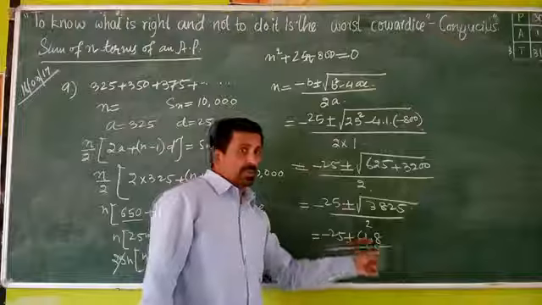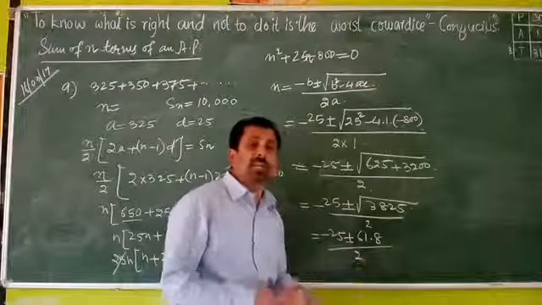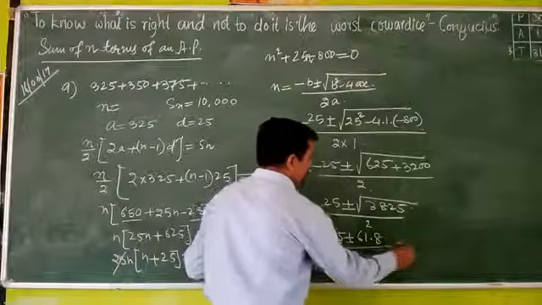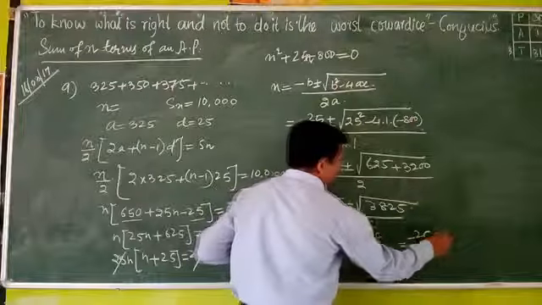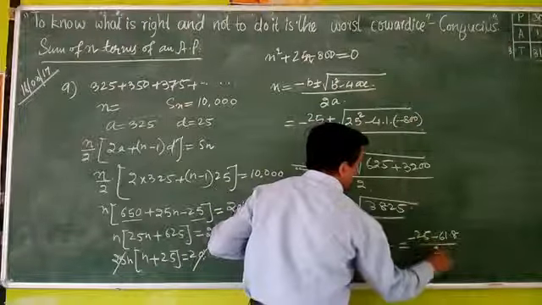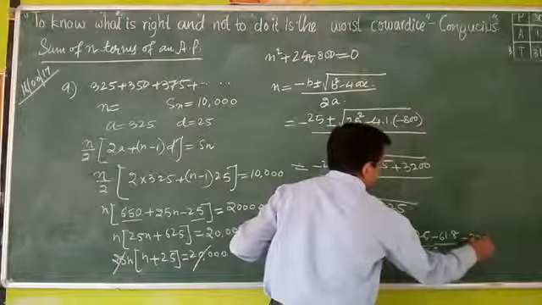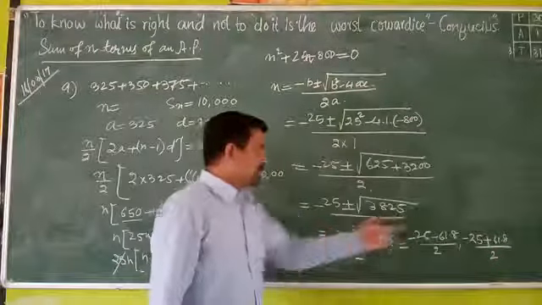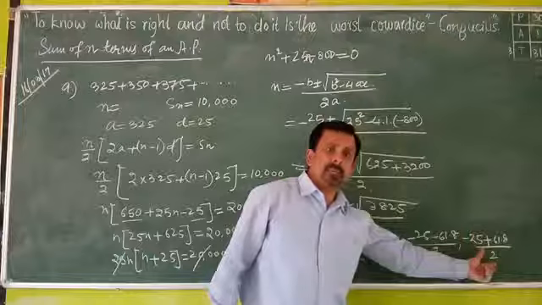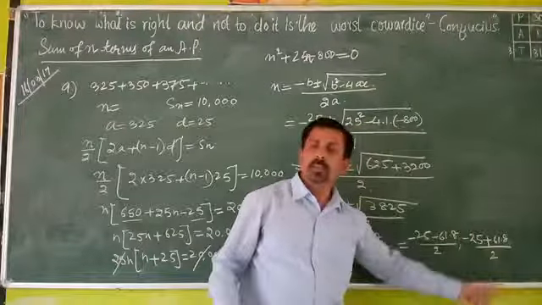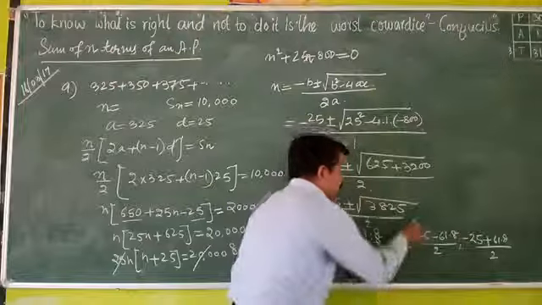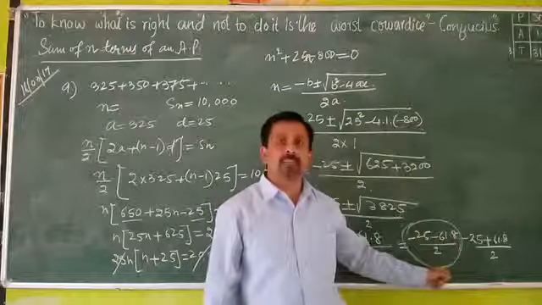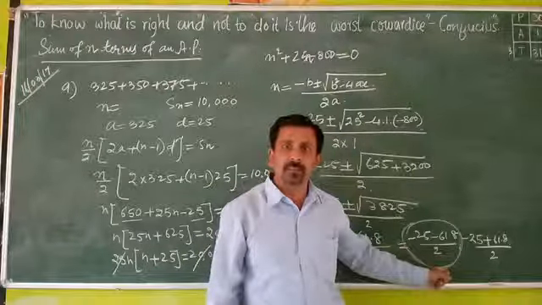So now, because the root sign has disappeared, we can now segregate the answer and we can see both the answers. So the two answers will be, one answer will be minus 25 minus 61.8 divided by 2, and another answer will be minus 25 plus 61.8 divided by 2. This will give you one answer and this will give you another answer. Now you can see here, this first solution cannot be considered. This cannot be entertained. Because what we are calculating?